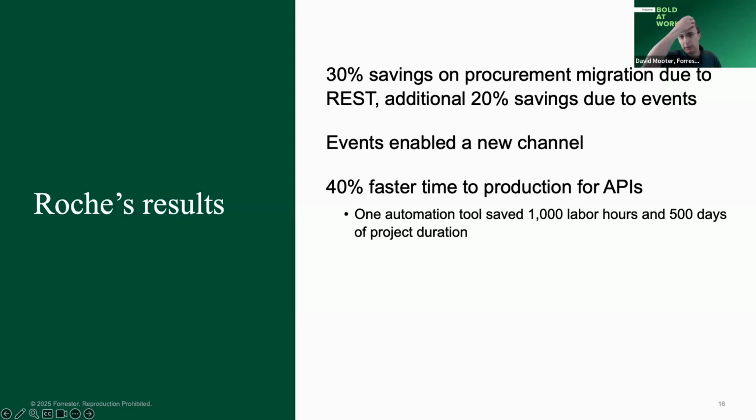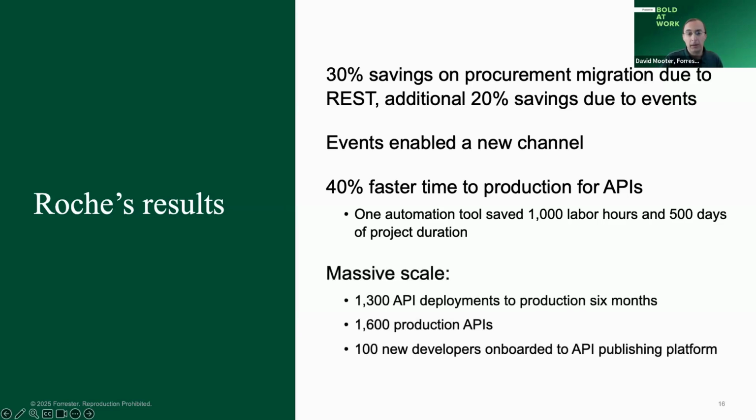Like the sub-bullet there shows, they had one tool their platform team developed that saved 1,000 labor hours and 500 days of project duration during one year. Also massive scale from that federated delivery: 1,300 API deployments to production in 6 months, 1,600 production APIs, 100 new developers onboarded to the publishing platform. This scale would not be possible with centralized delivery. I think this shows how much federated delivery can really push an API program.